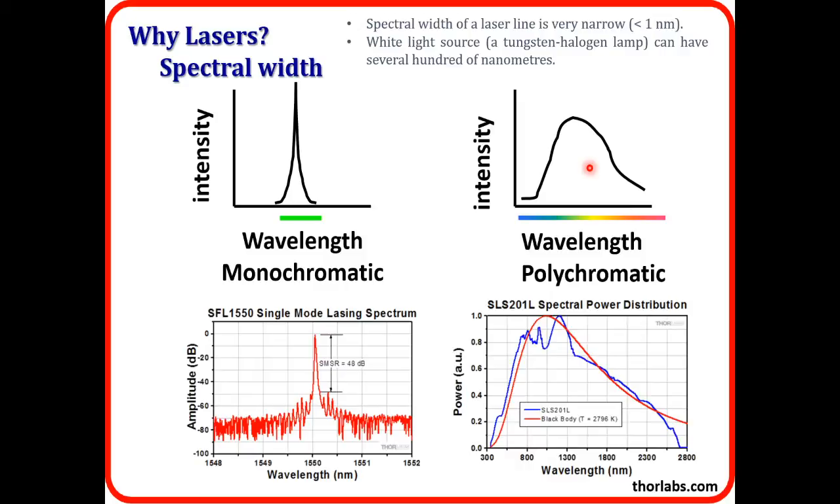And one more advantage is that when you use a laser, very high power is concentrated in that particular wavelength. Whereas if you use a halogen lamp, the power is distributed across the whole wavelength range. So even if you use a filter to select that particular wavelength, your power may not be enough for the processes that you are interested in.